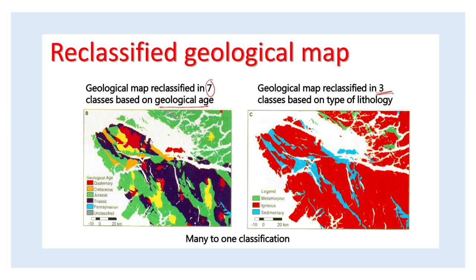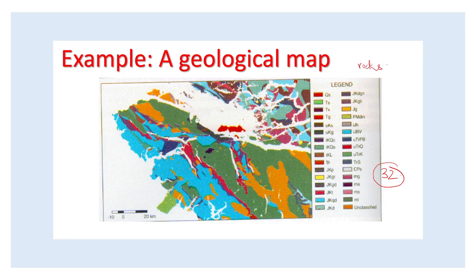You don't have too much information over here. But in the previous map, you can see how many classes have been formed. 32 classes based on the rocks that are present here, based on the mineralogy of the rocks or something. So this is one really good use of reclassifying a geological map.